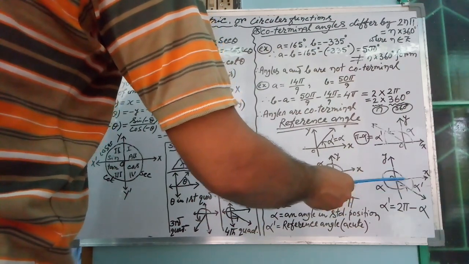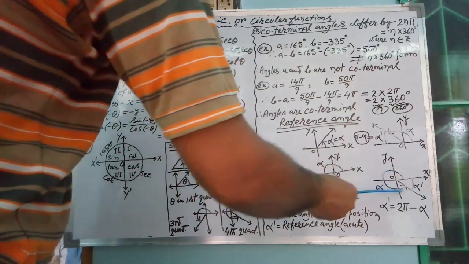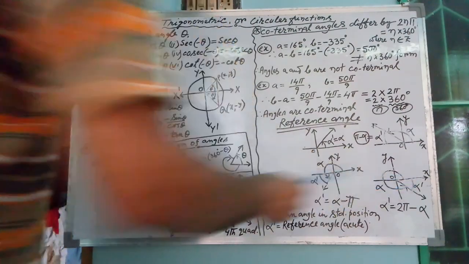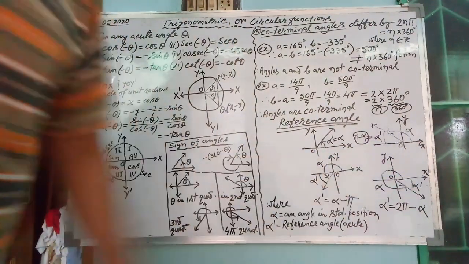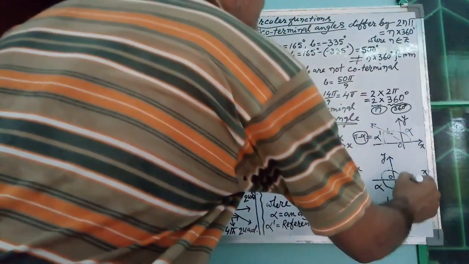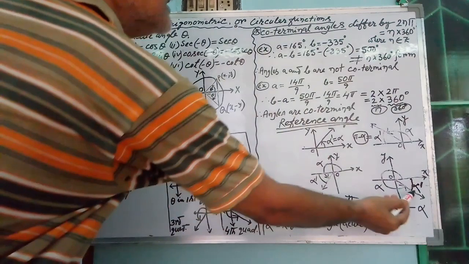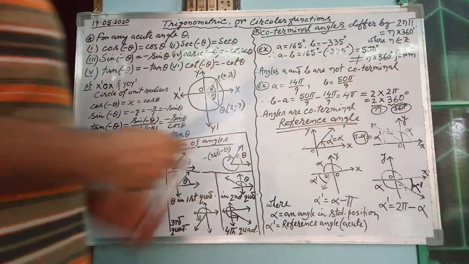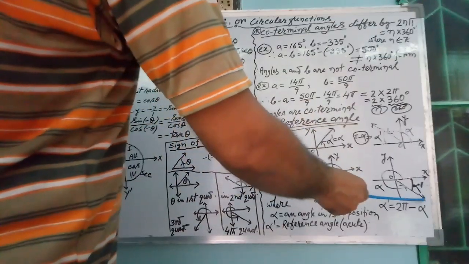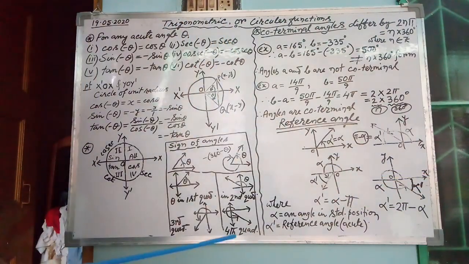360 से इसको हम माइनस कर देंगे. क्या बचेगा? ये वाला पोर्शन बचेगा. So this is alpha dash. This angle is alpha dash. So what is the reference angle? The reference angle is the angle made by the terminal side of the angle and the x-axis.